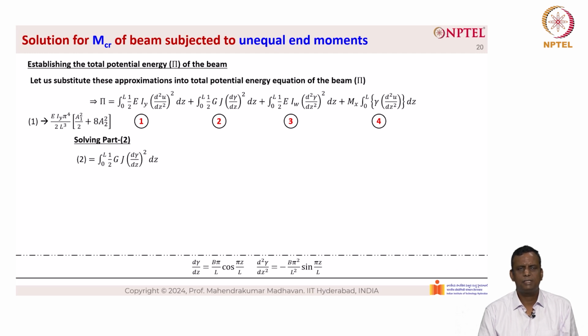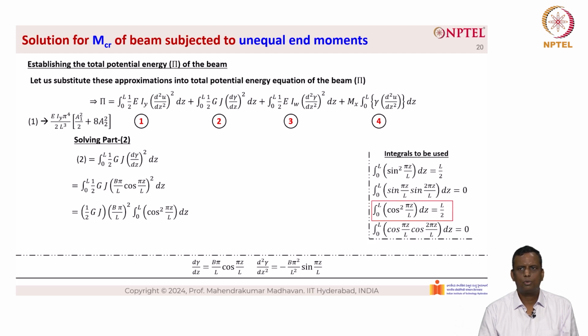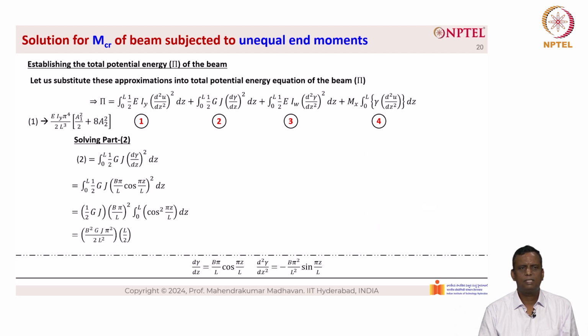And then solving part 2, we have the integral of part 2, which is 0 to L, half into GJ into d gamma by dz the whole square into dz. We can again square it, and then use the same methodology, which is 0 to L cos square pi z by L is equal to L by 2, using the formulas that are shown on the right hand side. So this gives rise to the simplified form b square into GJ into pi square divided by 4L, which becomes equation 2.